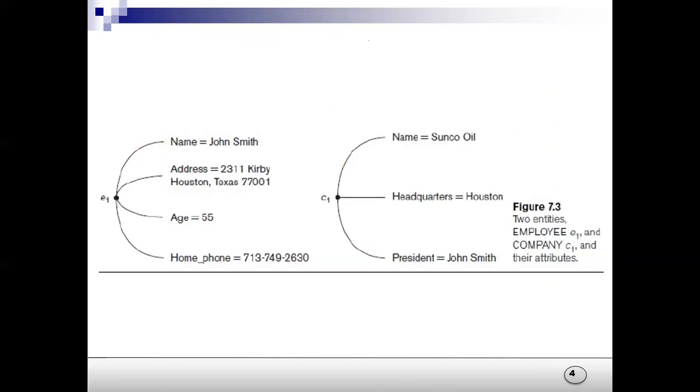You can see these are the two entities, E1 and C1. These are the attributes, where the attributes have specific values, for employee: ID, name, address, age, home phone, maybe the phone number. Basically this is the value for this attribute. Similarly for C1, for the company, we have name, headquarters, and president. We are showing the diagram of these two entities, employee and company, and the attributes which are assigned some values.